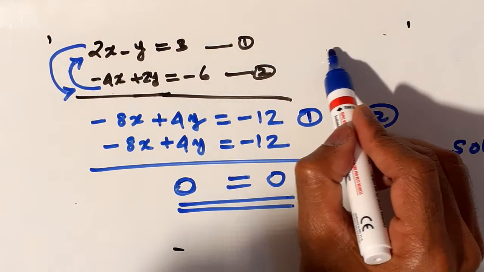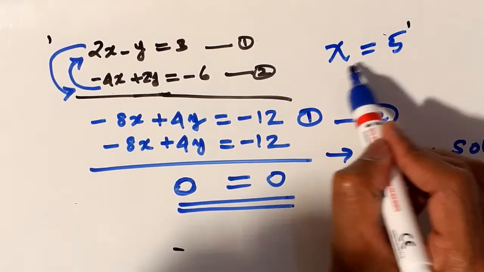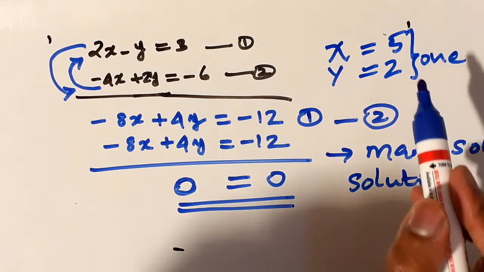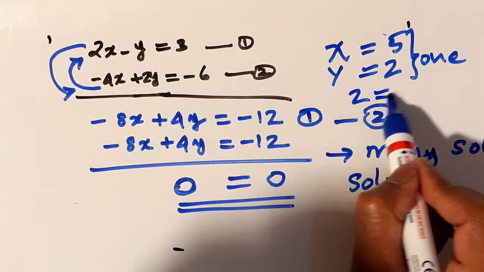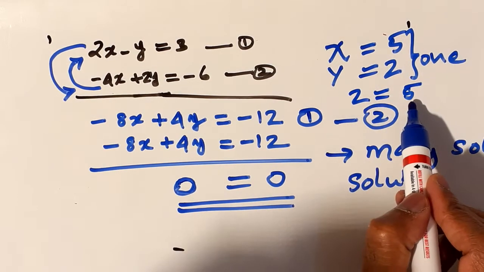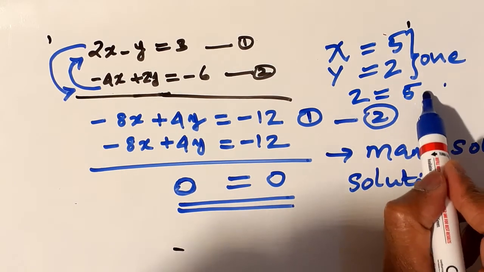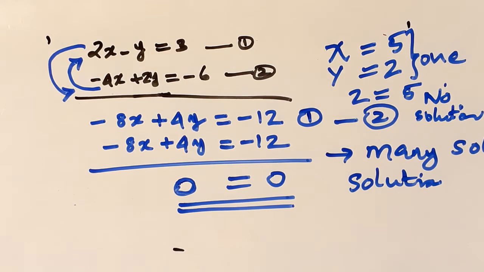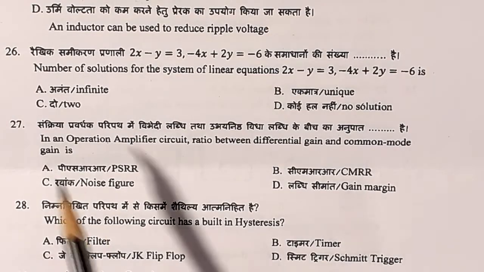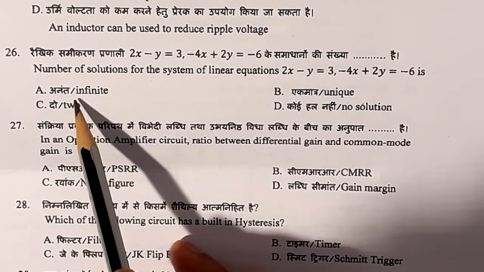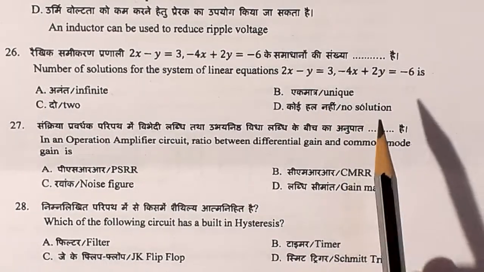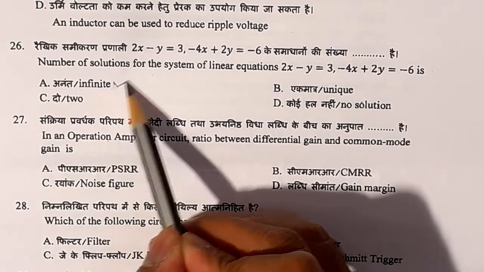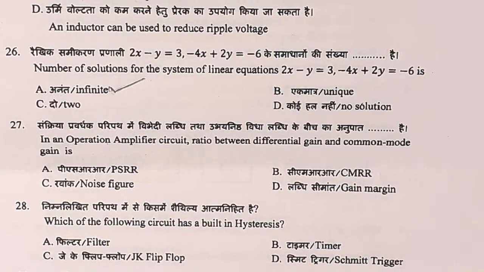When you solve and get x equal to 5, y equal to 2, this has only one solution. If you get 2 equal to 5, one constant number equal to another constant number, there is no solution. Okay, we'll go to the next question. The options are A infinite, B unique, D no solution, C two solutions. So the answer is infinite number of solutions, or many solutions.